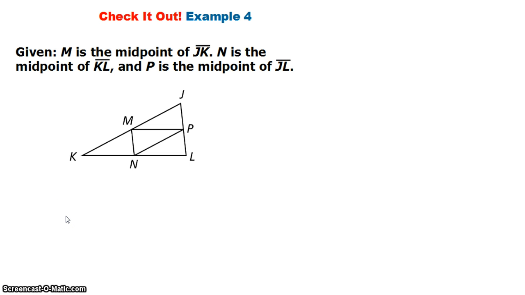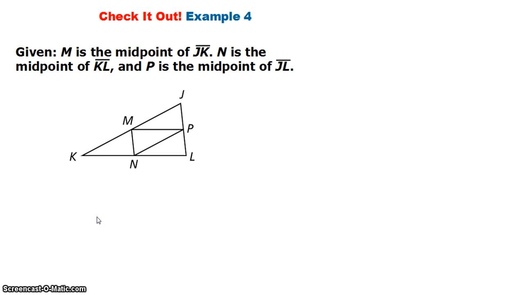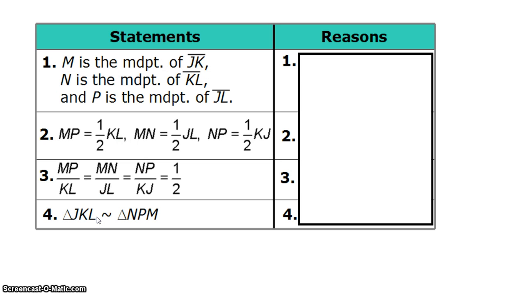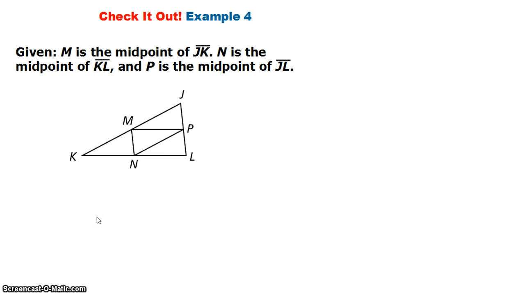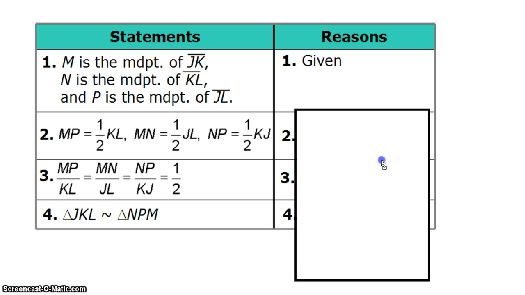Okay, check it out, example 4. Here we go. Given M is the midpoint of JK, N is the midpoint of KL, and P is the midpoint of JL. It's a mid-segment triangle. You just need to give me the reasoning. Let's make this move a little faster, and then you can practice on the quiz. So the given is, we have all these midpoints. So our first step is given.